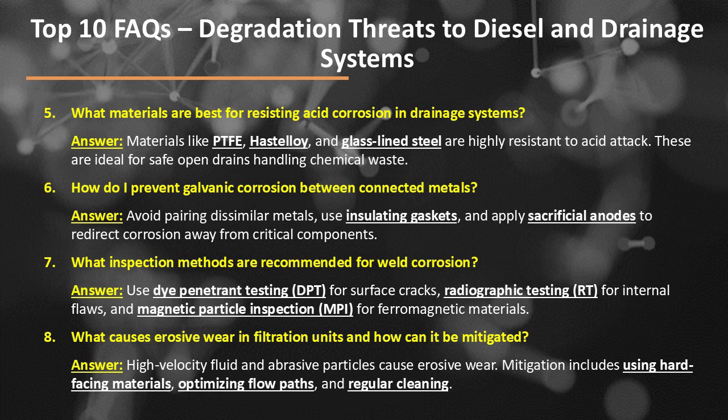Question number 7. What inspection methods are recommended for weld corrosion? The answer is, use dye penetrant testing or DPT for surface cracks, radiographic testing or RT for internal flaws, and magnetic particle inspection or MPI for ferromagnetic materials.